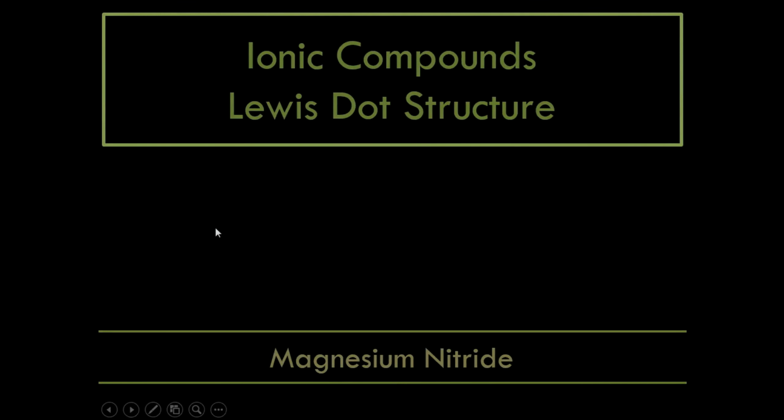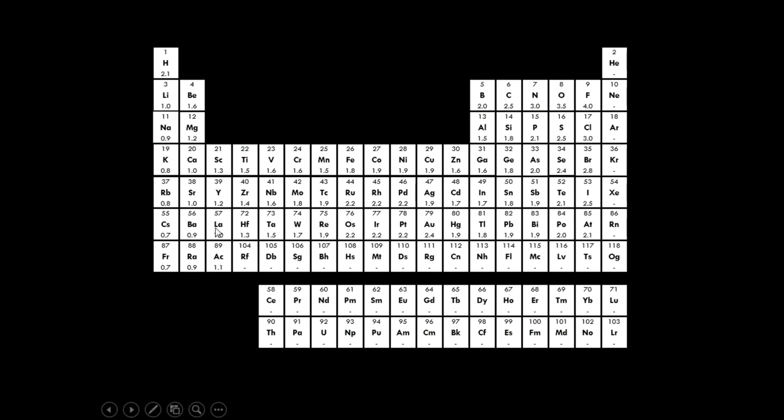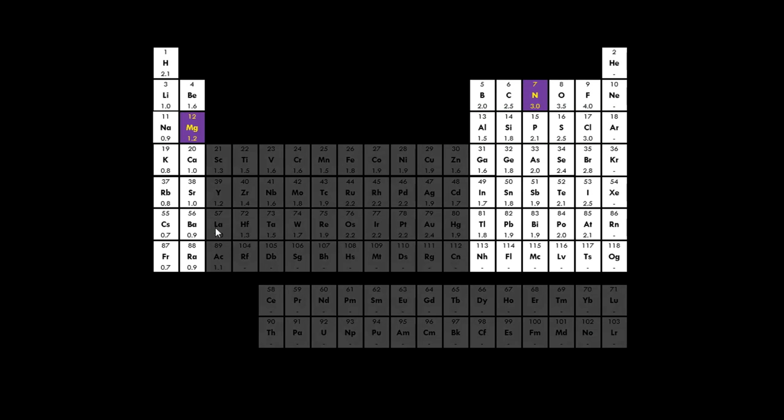How do we determine the Lewis dot structure for ionic compounds? Let's try for magnesium nitride. From the name itself, it is composed of magnesium and nitrogen. So let's check the periodic table and look for magnesium and nitrogen. Both are representative elements, and in terms of groups, magnesium is in group 2, nitrogen is in group 5.